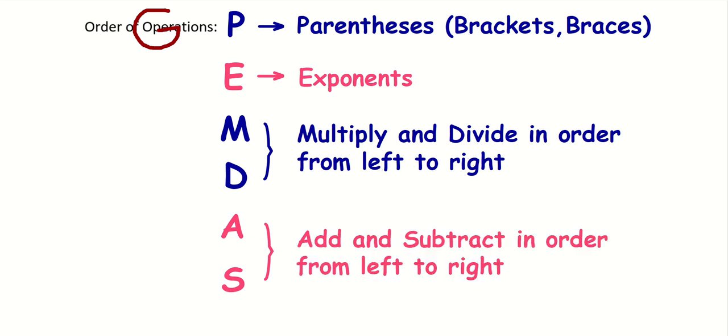And then the same goes for adding and subtracting. Adding is not always done before subtracting. Subtracting is not always done before adding. These have the same sort of ranking, and it depends on whatever comes first from left to right. So once again, it's the grouping symbols or whatever's in the grouping symbols first. Then you would look at exponents or roots. Then you would look at multiplying or dividing. And then you would look at adding or subtracting.